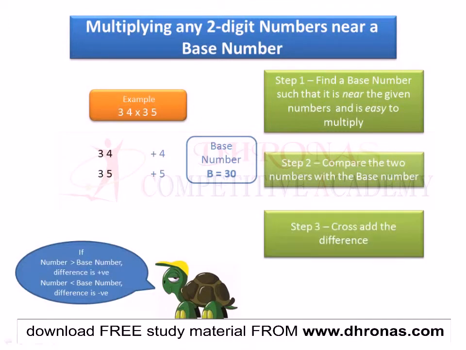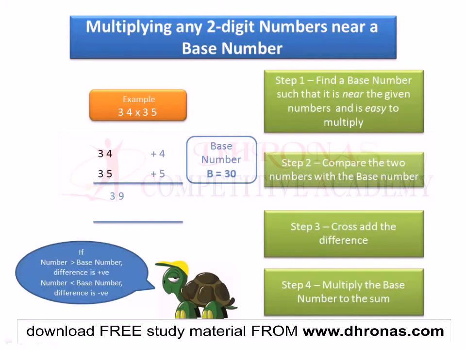The next step is we cross add these differences. So we take 34 and we cross add 5 with it. 34 plus 5 gives us 39, or we can also do 35 plus 4, which also gives us 39. Either way, we get 39 as the sum. The next step is to take 39 and multiply it with the base number 30. 39 times 30 is 1170.